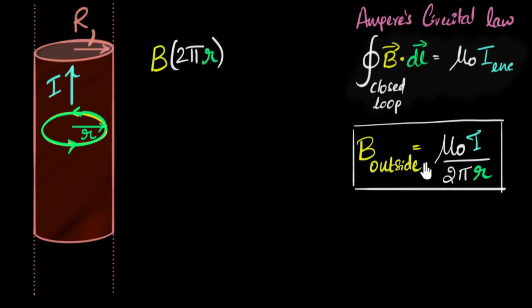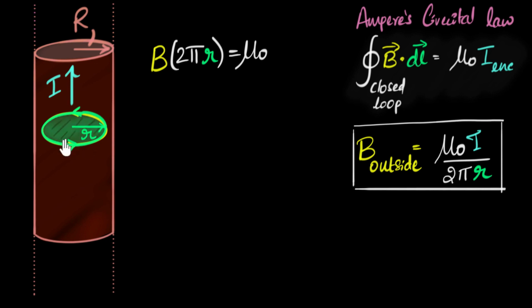So maybe we get the same answer? Let's see. What will be the right-hand side? Well, right-hand side is mu naught times I enclosed. And again, what is I enclosed? You have to attach a surface, dip this, imagine dipping it into a soap solution, this loop. There will be a film that gets attached. Let's attach that. Here we go.